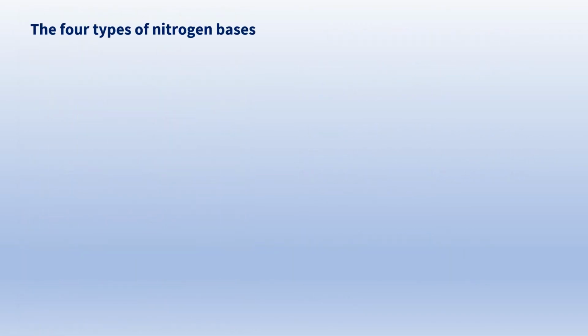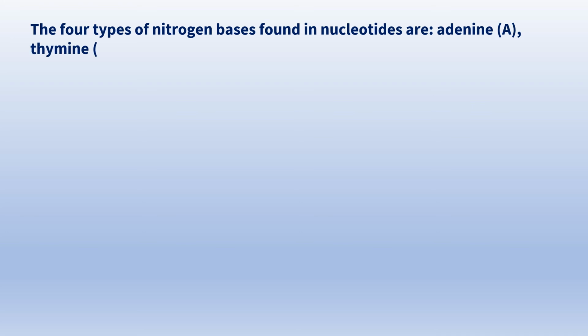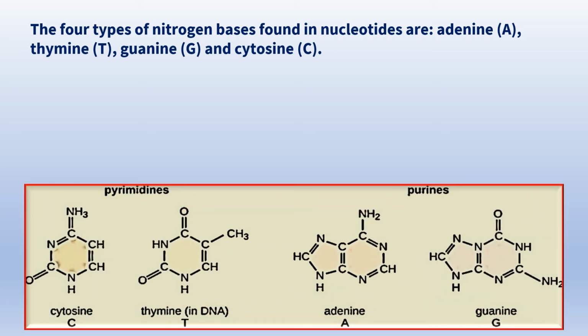Four types of nitrogenous bases found in the nucleotides are adenine, thymine, guanine, and cytosine. If you look at the figure, these are the structural formulas of each one: cytosine or C, thymine or T in DNA, adenine or A, and guanine G. Now cytosine and thymine are called pyrimidines, and adenine and guanine, A and G, are called purines.